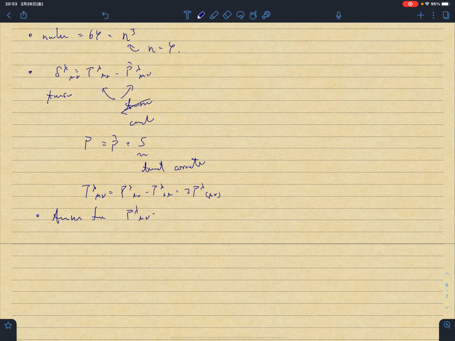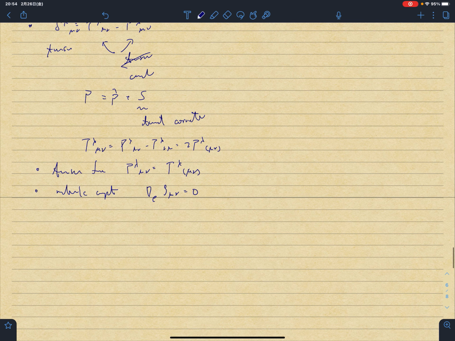Torsion free: gamma lambda mu nu. And metric compatibility: delta rho g mu nu equals zero. I think this is very important. According to metric compatibility, the covariant derivative of the metric vanishes. This implies a couple of nice properties.